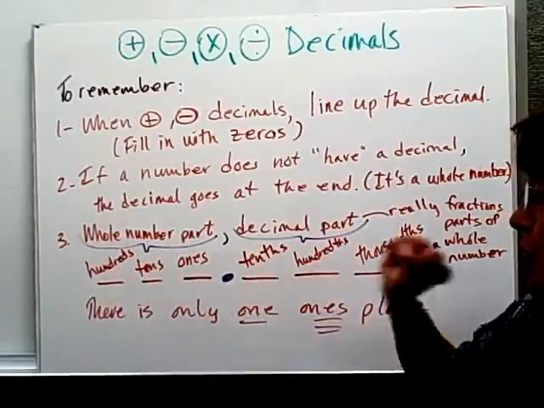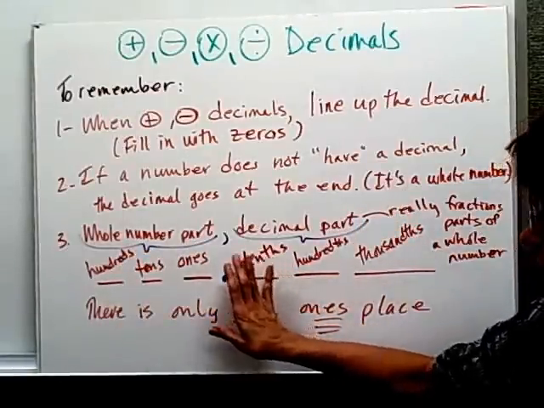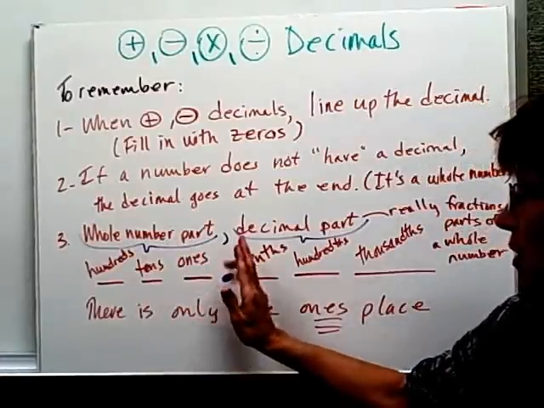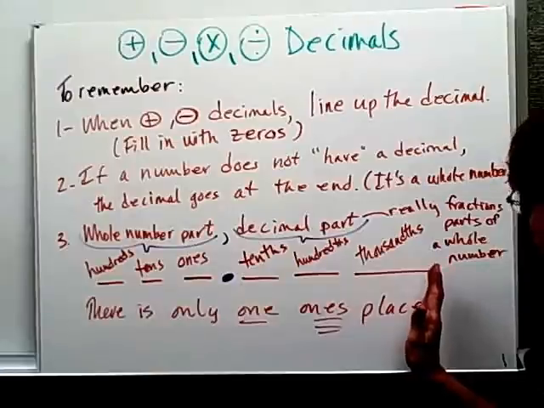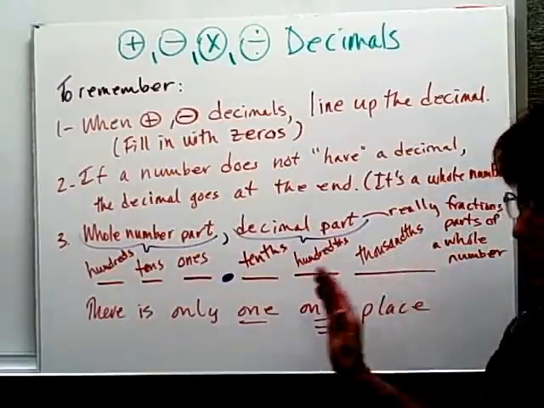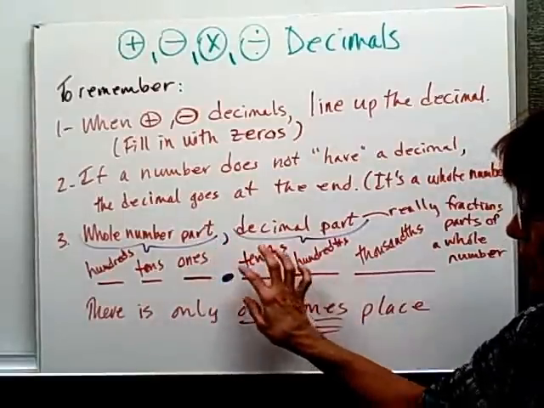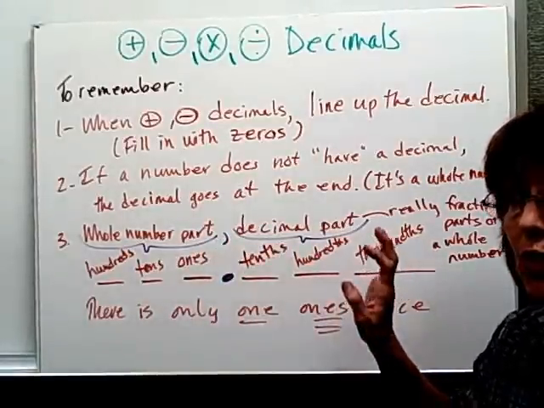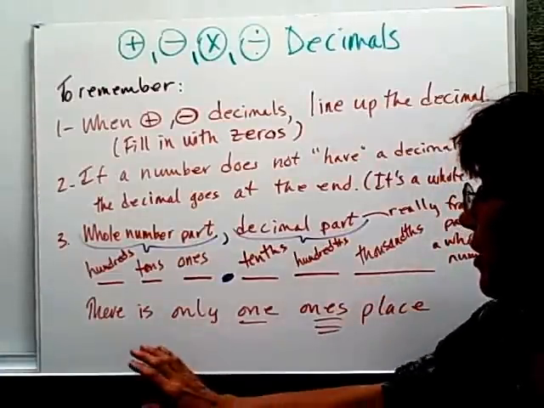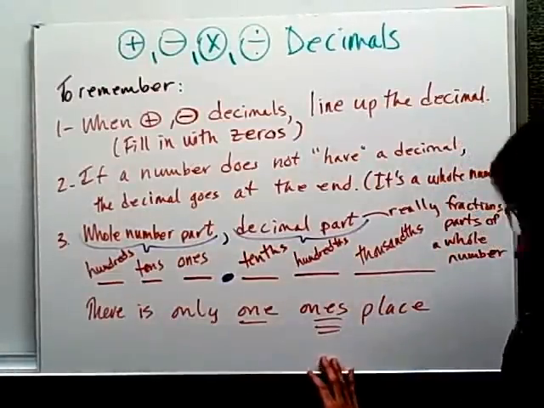Then I want to make sure you're real clear on the places, at least a few places here. Remember, there's a whole number part on the left-hand side of the decimal. And then the other side, the right-hand side, is your decimal part. And that's really the fraction parts of a whole number. Okay, that on the right-hand side, that's really fractions, but whose denominator is either 10, 100, or 1000, and on and on. Okay, there's only one ones place.